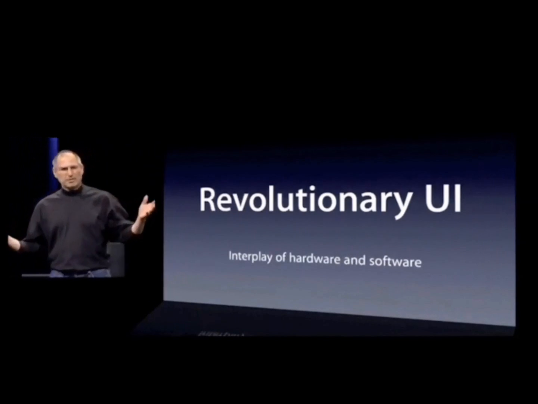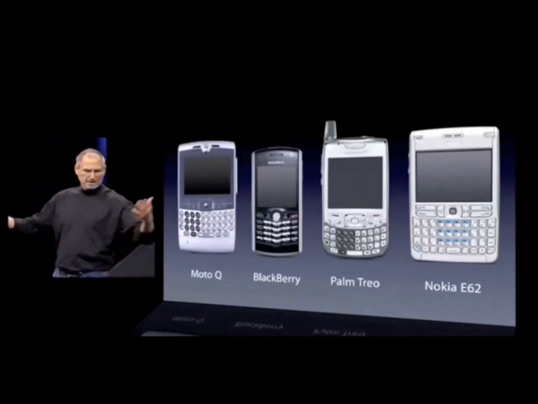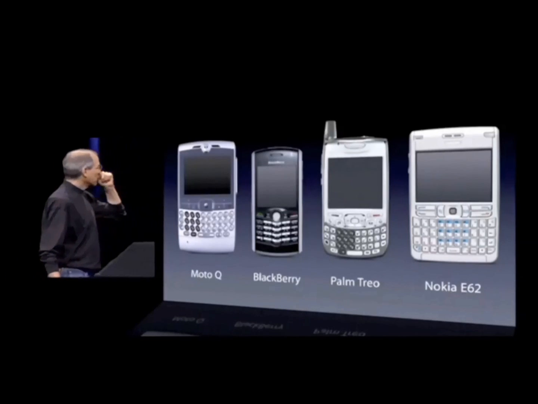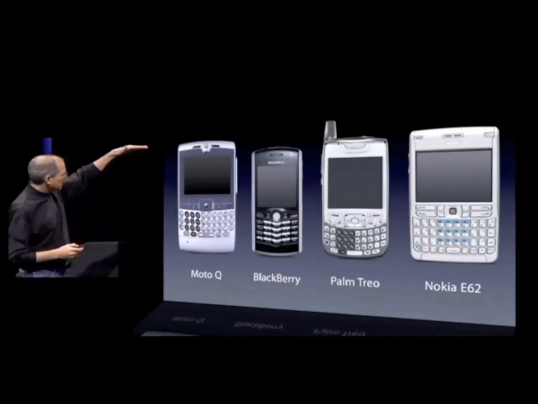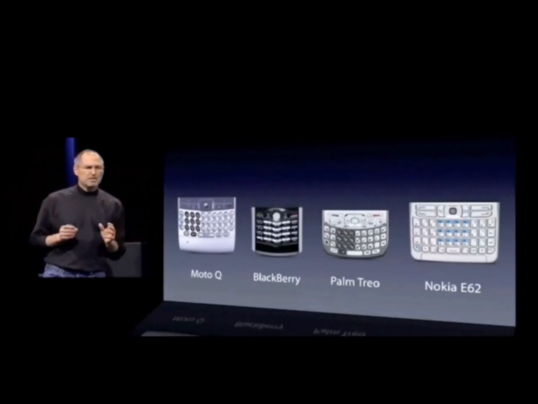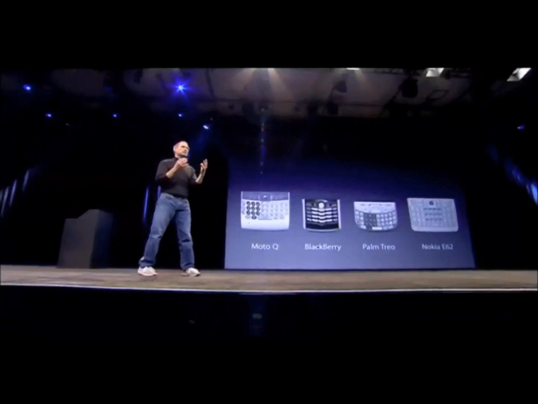Now, why do we need a revolutionary user interface? Here are 4 smartphones: the Motorola Q, the BlackBerry, the Palm Treo, the Nokia E62, the usual suspects. And what's wrong with their user interfaces? The problem is really in the bottom 40 there. It's this stuff right here. They all have these keyboards that are there whether you need them or not. And they all have these control buttons that are fixed in plastic and are the same for every application. Well, every application wants a slightly different user interface, a slightly optimized set of buttons just for it.